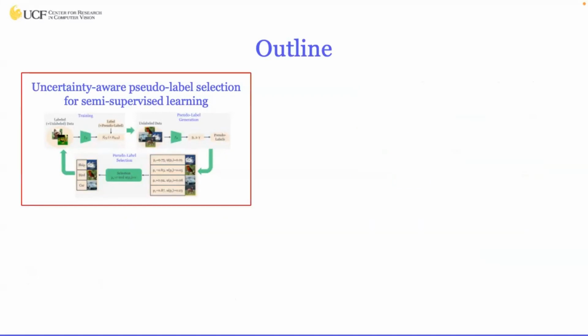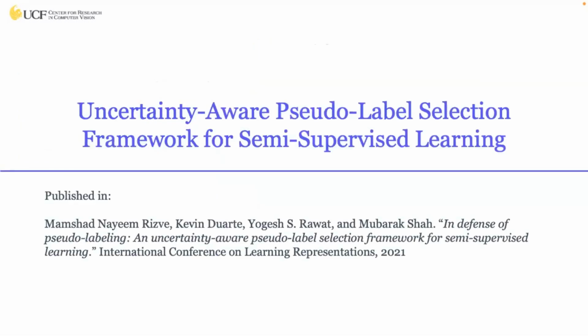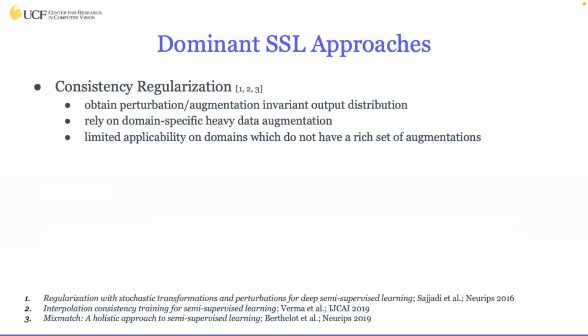Let's get into our first work, which is uncertainty-aware pseudo-label selection for semi-supervised learning. This work was published in ICLR 2021. Before going into our solution, let's look into the dominant approaches for semi-supervised learning.